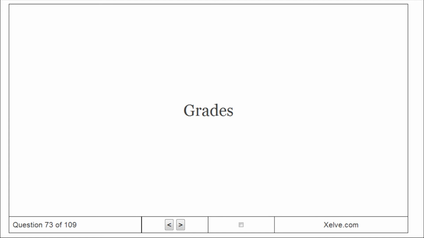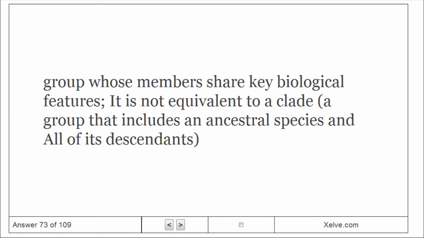Grades: a group whose members share key biological features. It is not equivalent to a clade, a group that includes an ancestral species and all of its descendants.